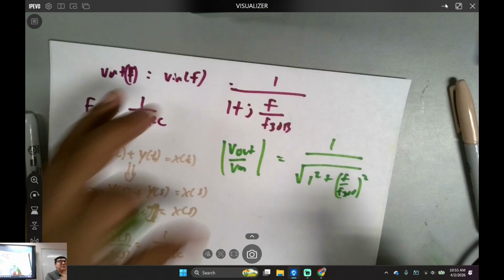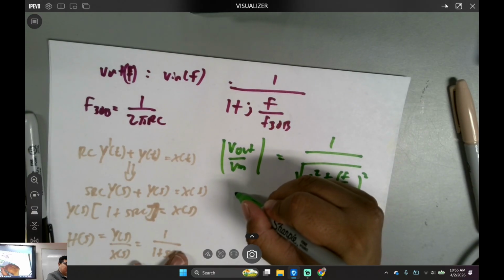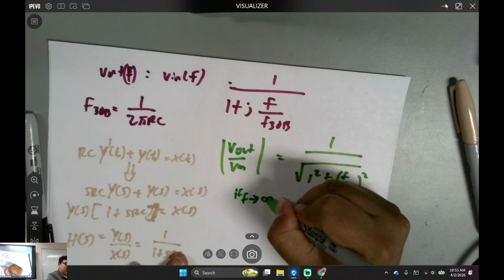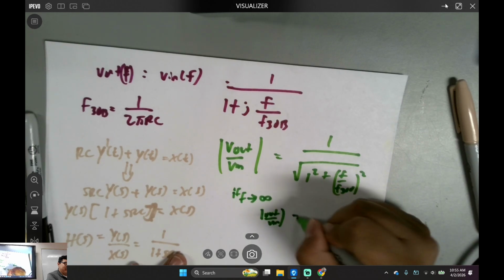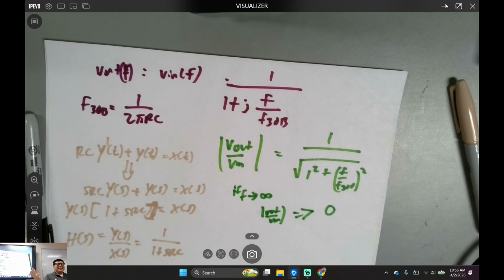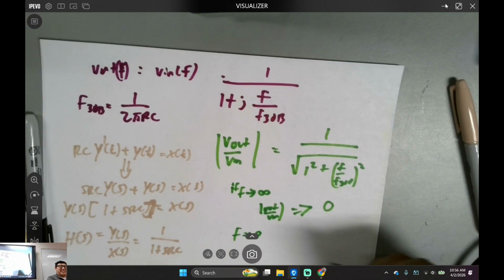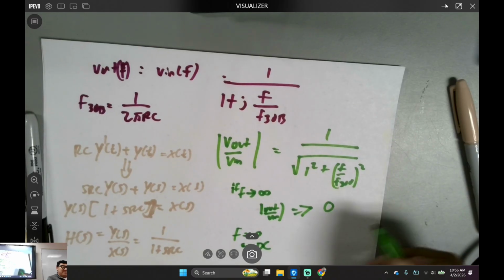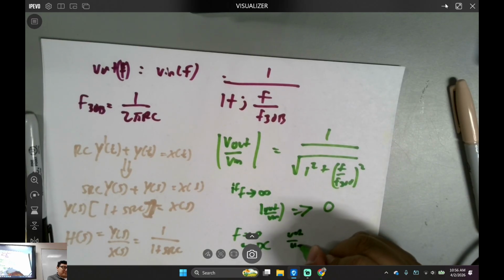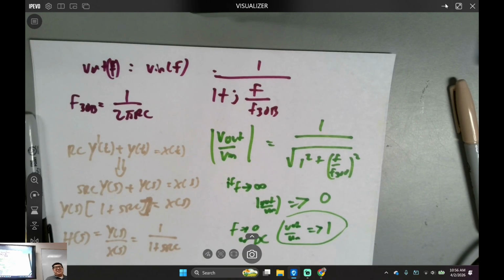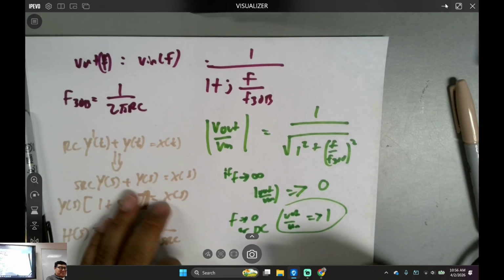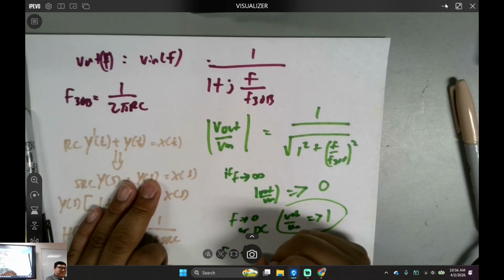So what if F goes to infinity? 0. So what does that mean? The magnitude goes to 0. Everyone understanding? What if F goes to 0? DC. Easy, right? Now here's the other question. What if F is equal to F3dB?